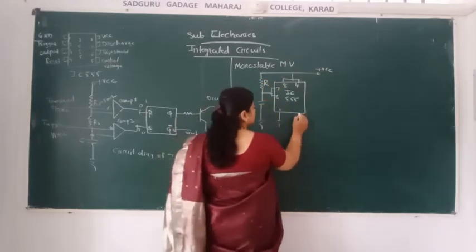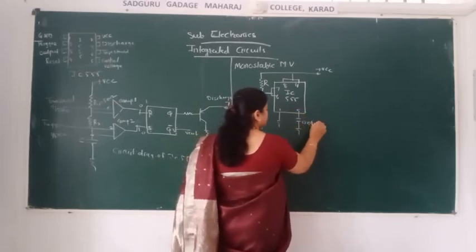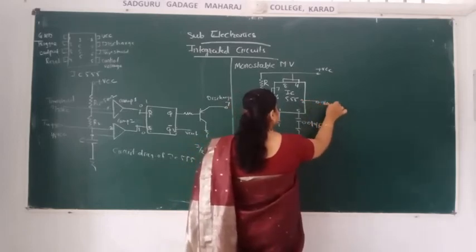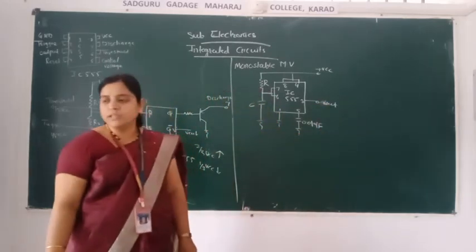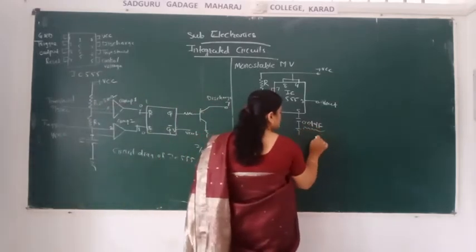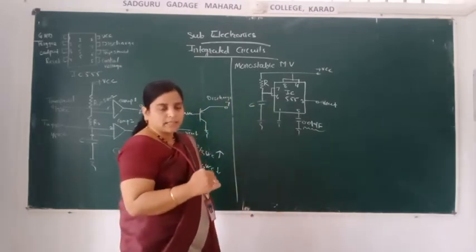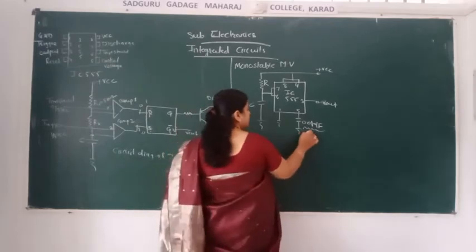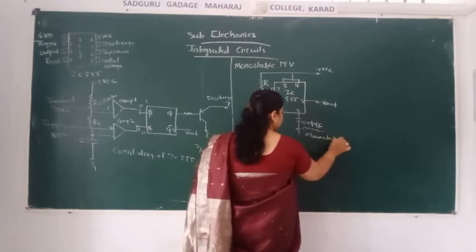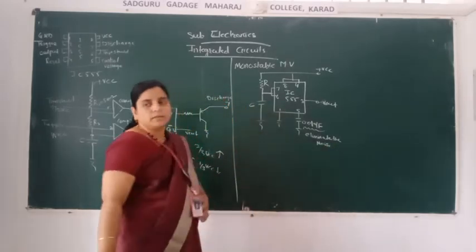One capacitor is used at pin number 5 that has the value 0.01 microfarad. We measure the output at pin number 3. So this is the circuit for the monostable multivibrator. This capacitor is always used to protect from noise, or to eliminate the noise in the circuit. It is the monostable multivibrator.